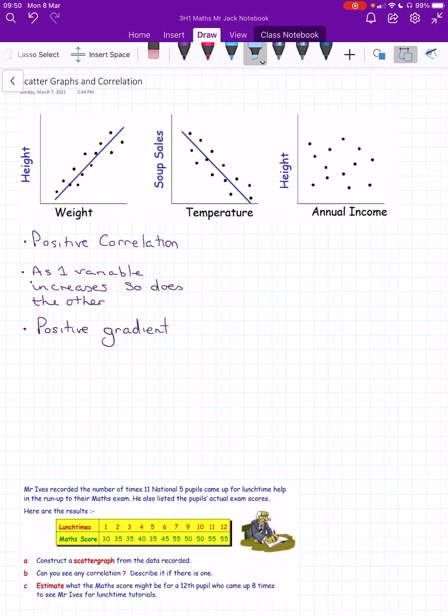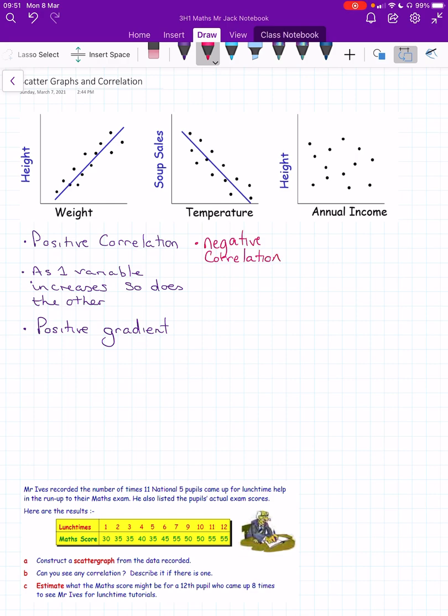Well, this is what happens. Look here. You can see that the general trend of these dots is to go down the way. So as we move from left to right on the temperature axis, we are coming down the soup sales axis. So this is what we call a negative correlation.